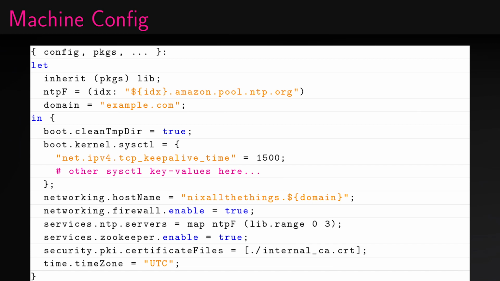And then we can enable Zookeeper if we wanted to. We could specify our certificate files with some internal CA certificate if we wanted to. And simple things like time zone for the server, which this one should be non-negotiable. But if you don't set this, you get some weird time zone, and I don't remember what it is. So you really should set UTC as your time zone.